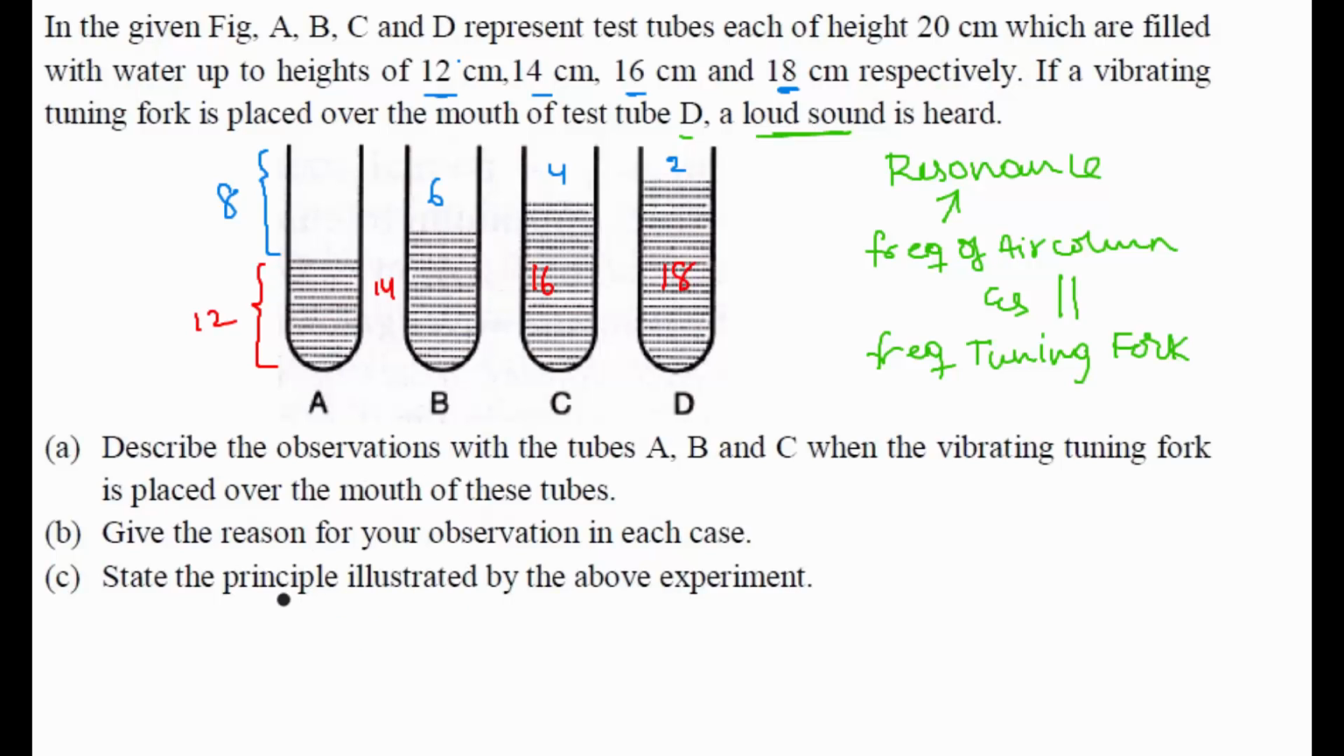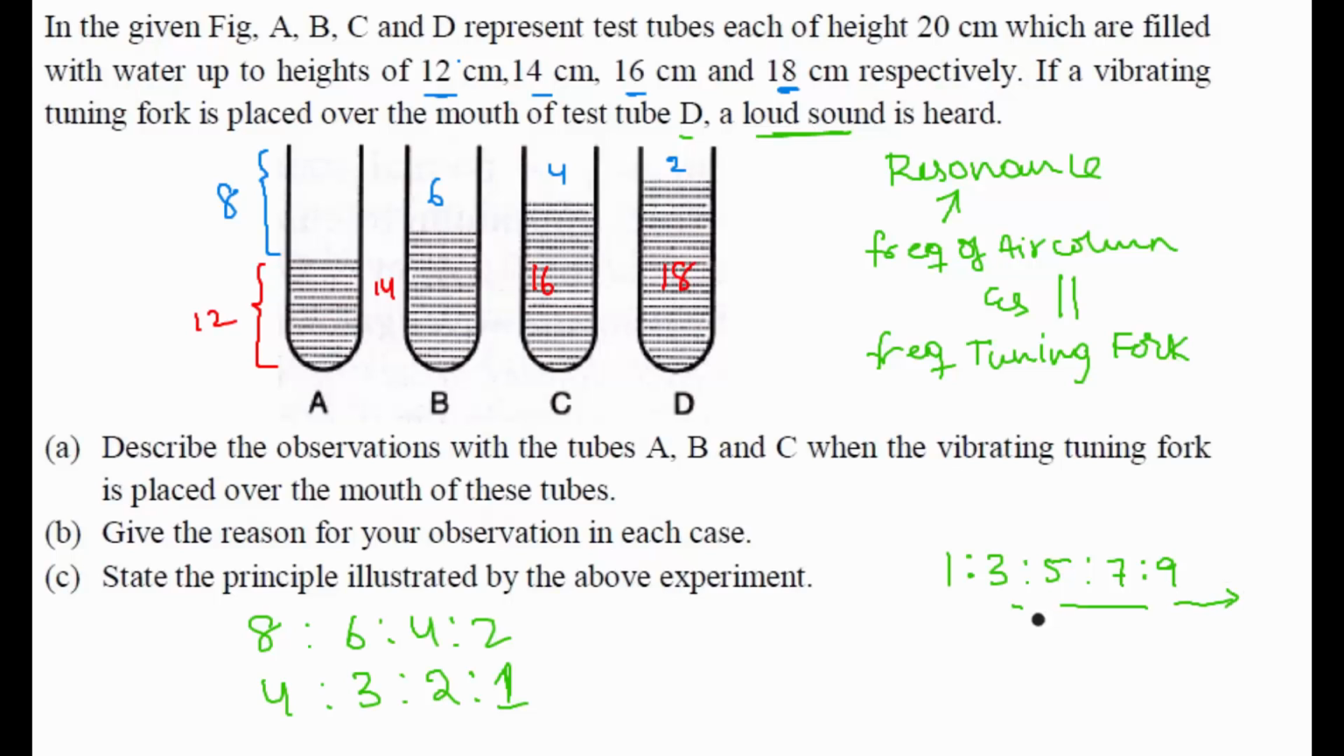Now what is the ratio here in this question? For A, B, C, D it is 8:6:4:2, right? Which is nothing but 4:3:2:1. 1 is for D, and what we need to find out? We need to look out for the ratio where we will get 1:5 or 1:7 or 1:9. So any of these ratios will give you the same frequency as D. In this case, B has 3 times the length of the D column. So that's why the frequency of B will be the same as the frequency of D.